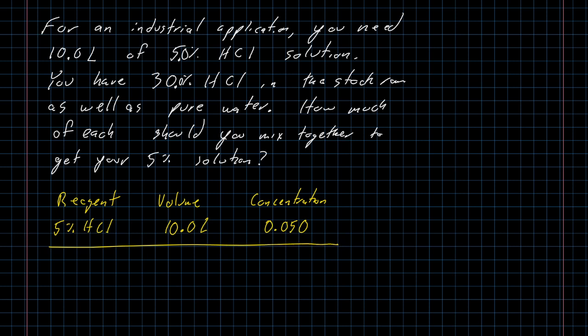I've got a couple of other reagents that I'm going to mix together. I have a 30% solution. I don't know what the volume of it is, but I do know it has a 30% concentration. As a decimal, that's 0.300. And then I know I have some water. Pure water has no hydrochloric acid. The concentration we can write as 0 if we so desire.